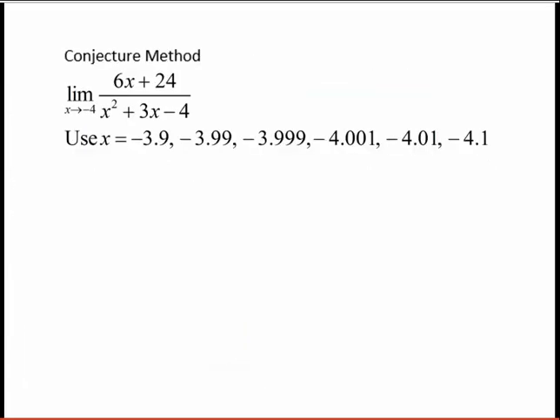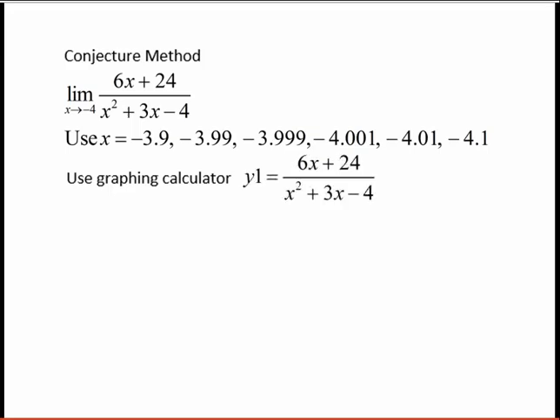Here we have another problem. We need to use the conjecture method and also the algebraic process to find the limit when x approaches negative 4. That's why we are considering x values close to negative 4. This one from the right side and this one will be from the left side. Using our graphing calculator, we can type y1 equals this and then graph and trace the given values. I have to show you in the calculator.